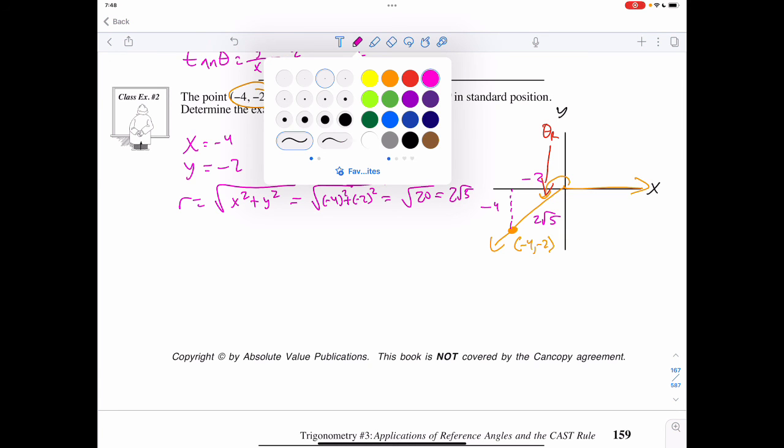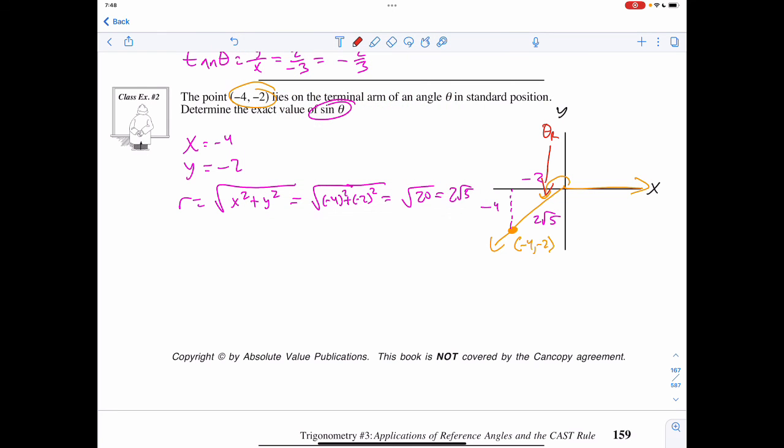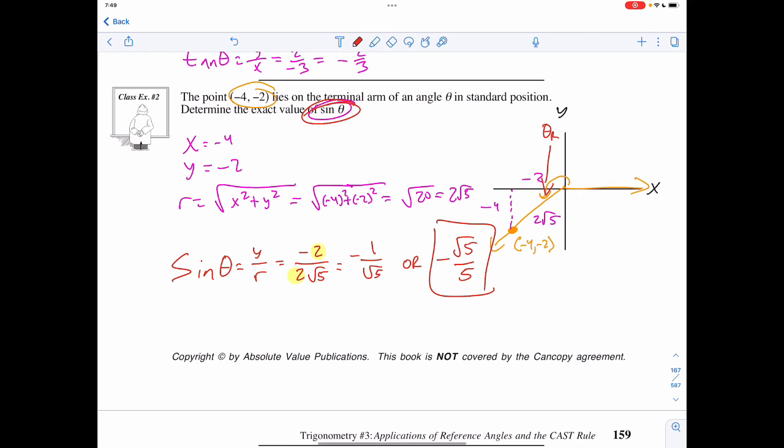All it wants in this case is what sine of the angle is. So sine of theta, which is y over r, is negative 2 over 2 root 5. I can divide the top and the bottom by 2 to get negative 1 over root 5. And I'm going to rationalize by multiplying the top and the bottom by the square root of 5. Negative root 5 over 5. And there's my answer.